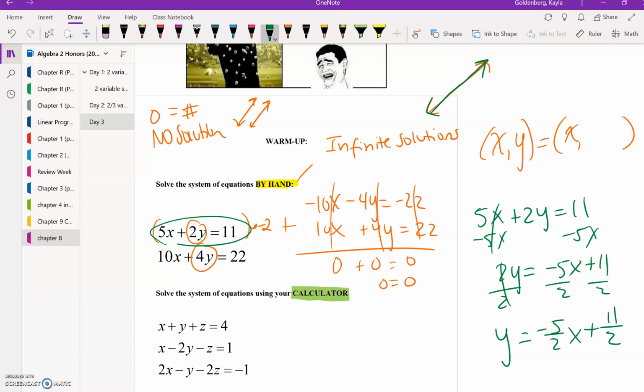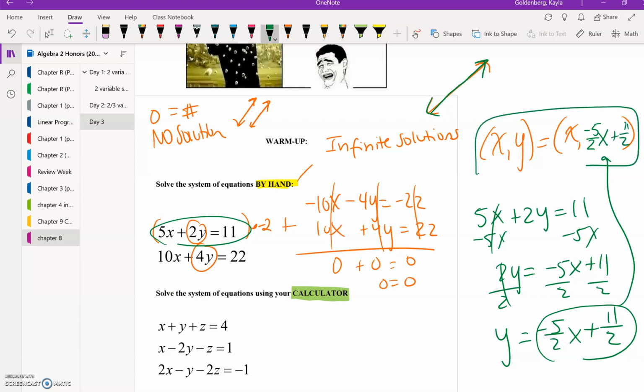So the goal with writing a generic solution is, if I pick an x, how would I find my y? Generally, I take my x, I plug it into the equation, and I find my output. Which means if I use this as my y, I'm going to put that over here and say, okay, if x is x, y is negative 5 over 2 times x plus 11 over 2. And that represents your generic solution.